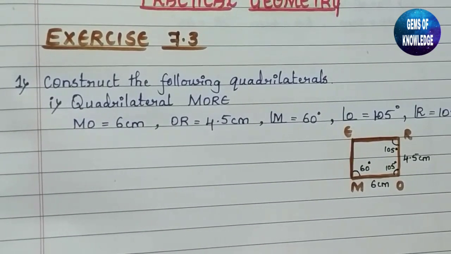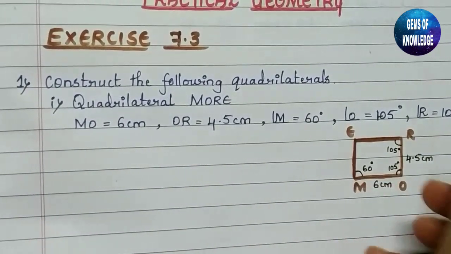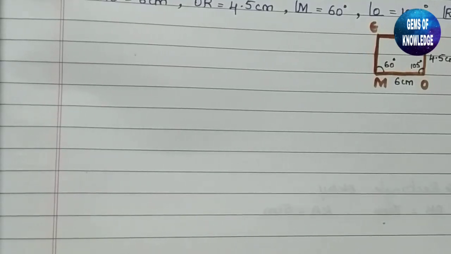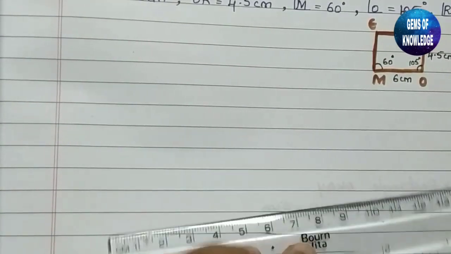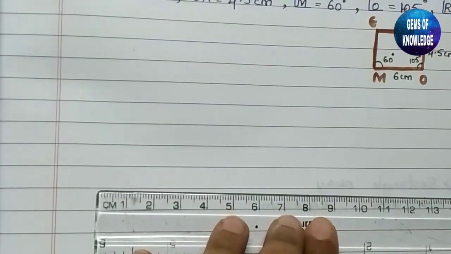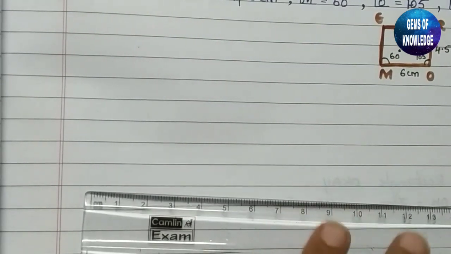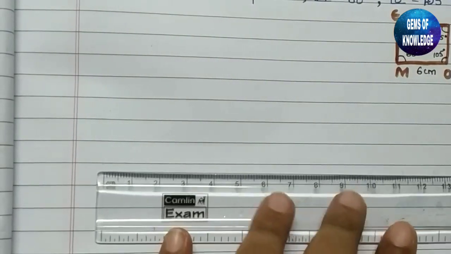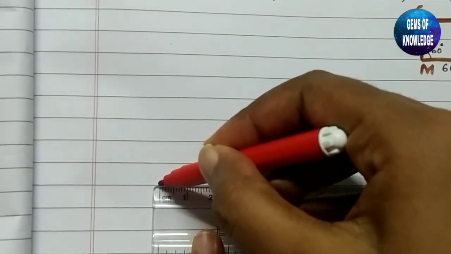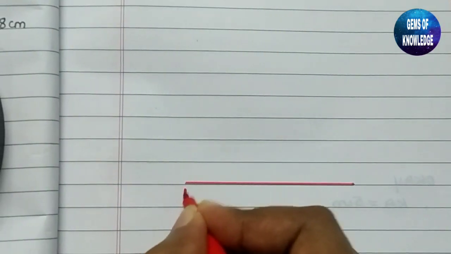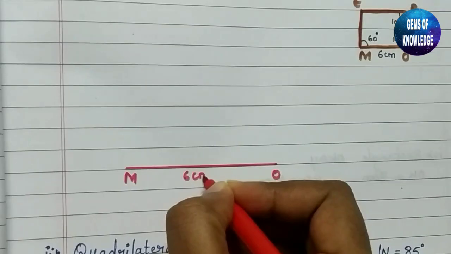So these are the details which are given, and using all these details we need to construct the quadrilateral MORE. The first step is we need to draw this line, that is MO equal to 6 cm. So let us draw a line. The first thing we need to draw here is MO equal to 6 cm. So let us draw 6 cm first, and let us name this MO as 6 cm.